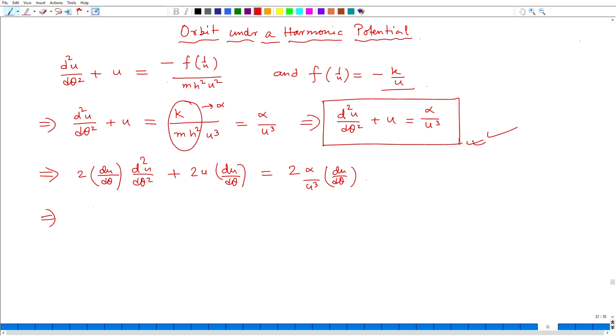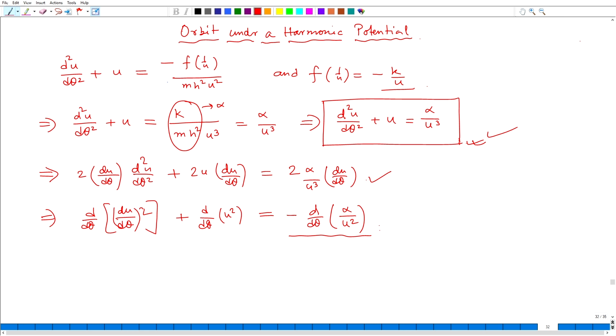And here you can easily say this is nothing but d/dθ of (du/dθ)² plus d/dθ of u². How to write this thing as d/dθ of something? You can also do that. This is minus d/dθ of α/u², because if you calculate this term, this will be minus 2/u³ du/dθ, and α will be there. So the minus goes away, and finally you will have 2α/u³ du/dθ, which is nothing but this. Now I can simply take d/dθ of (du/dθ)² plus u² equal to minus α/u² plus some constant.